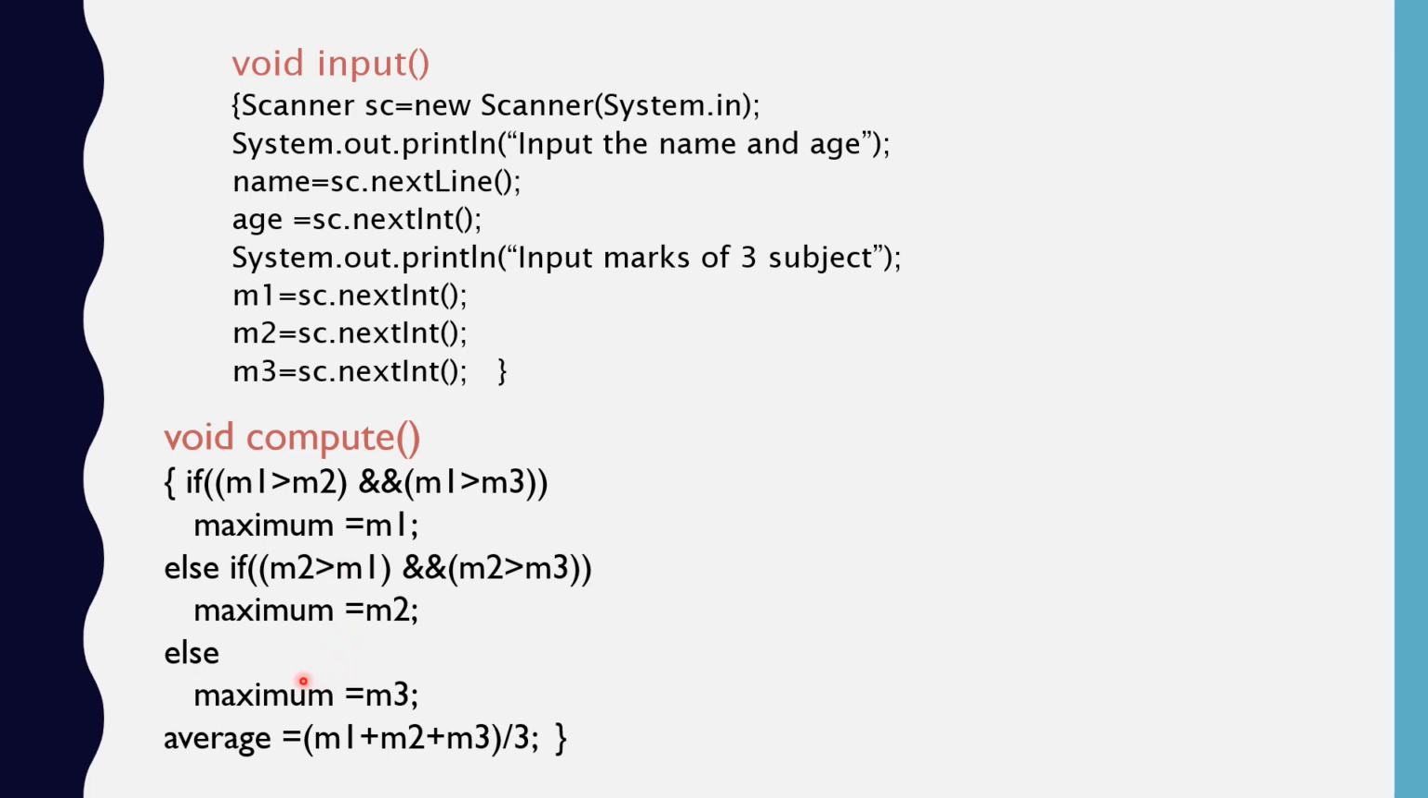So the first part is over and now find the average. We are having 3 marks, then 3 variables here. So m1 plus m2 plus m3 divided by 3. So this will find the average of the 3 marks. So now the next function is also finished.